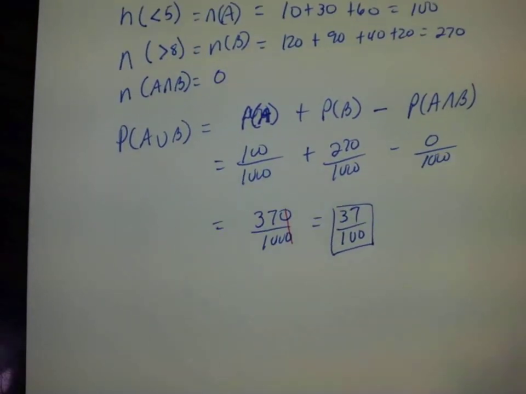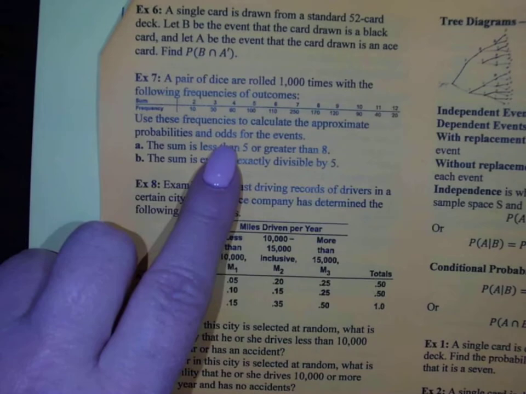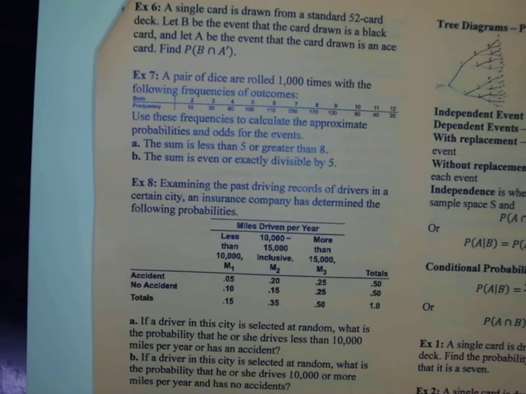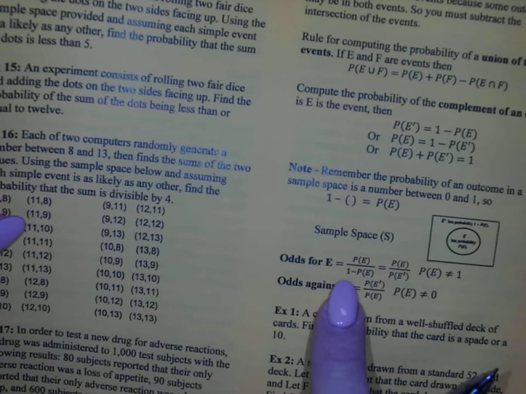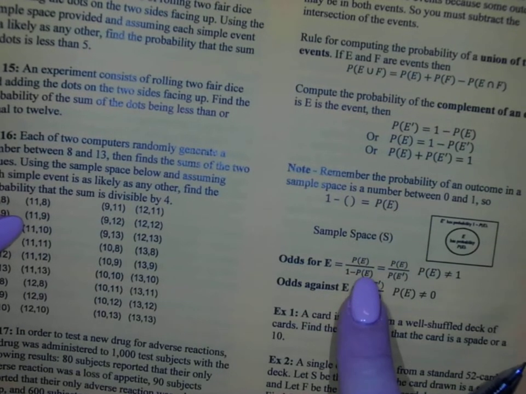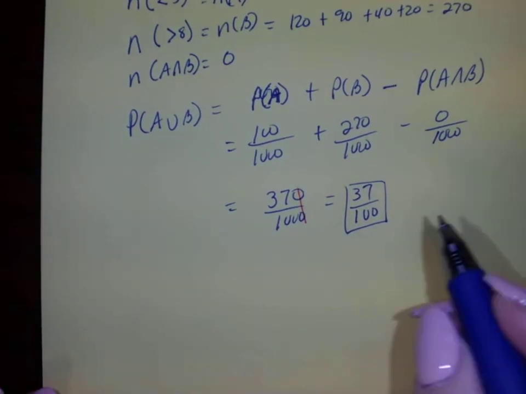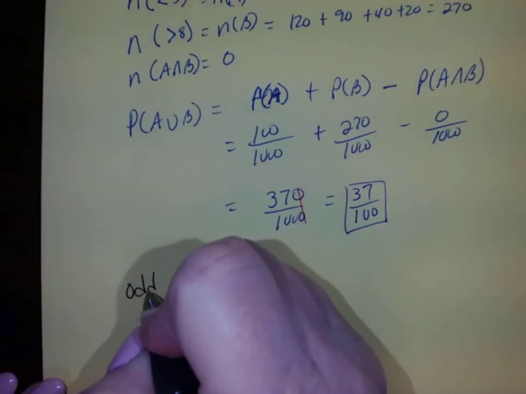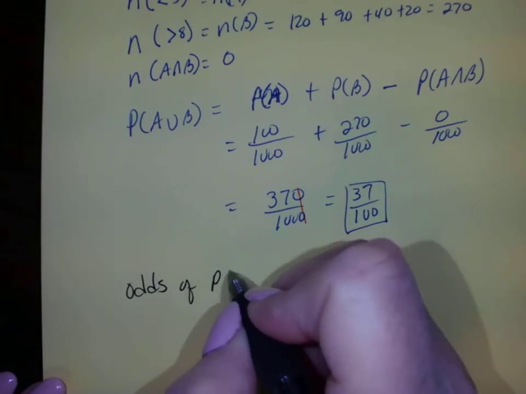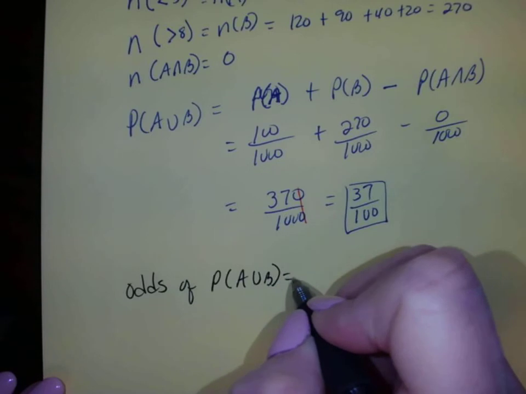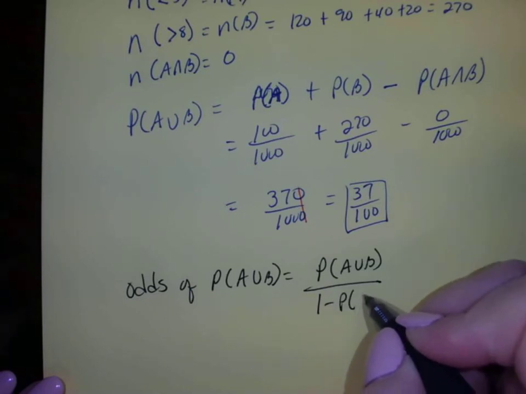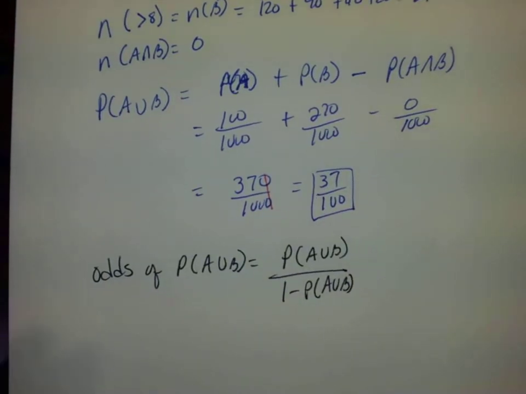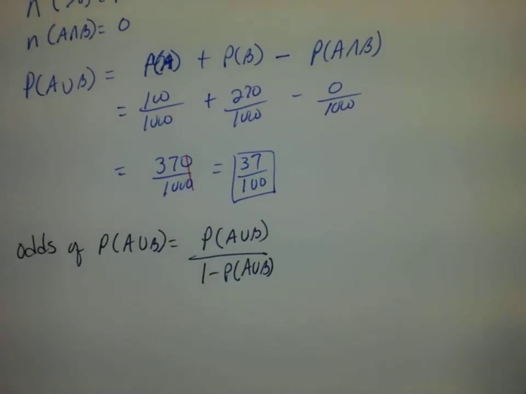Now, for that part, what they asked for is we're looking for the probabilities and the odds for the event. So the odds of the event are going to be the probability over 1 minus the probability of the event. So our odds of the probability of A union with B will be equal to the probability of A union with B over 1 minus the probability of A union with B. So this is going to get a little messy, there's going to be some fractions here.